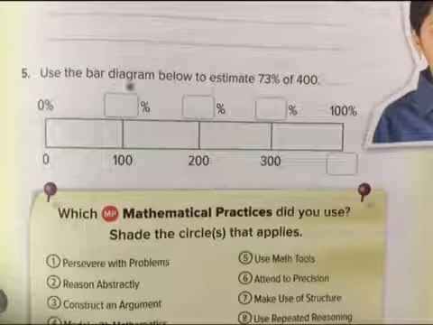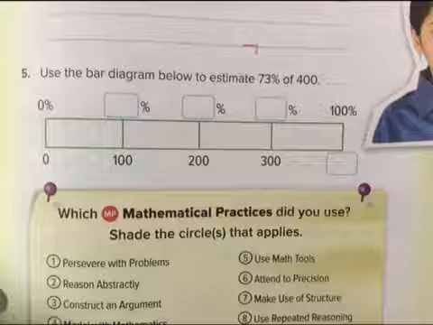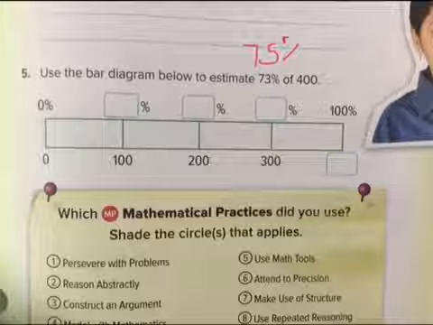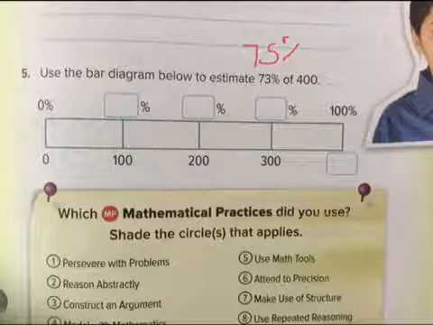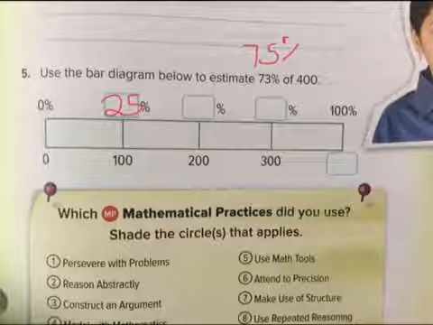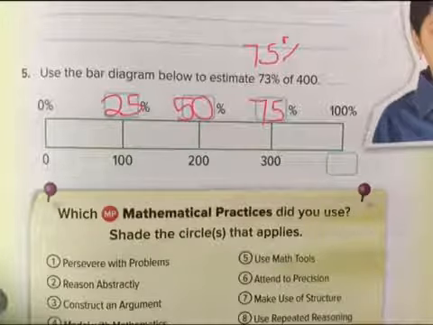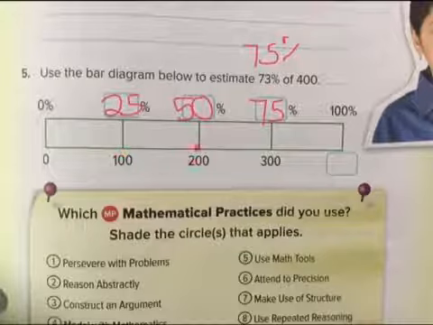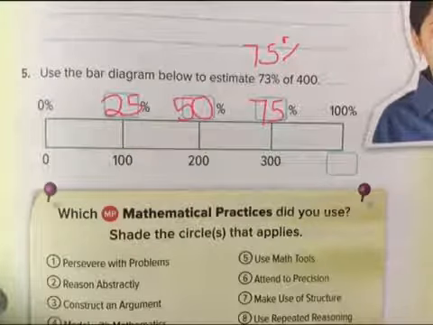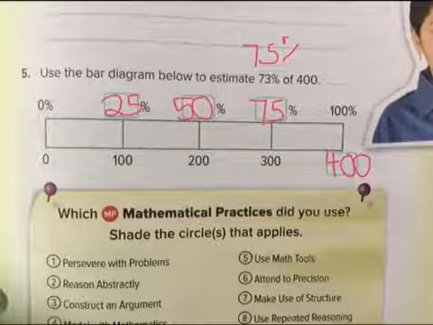Number 5. Use the bar diagram below to estimate 73% of 400. Now, boys and girls, 73% is very close to 75%, right? 3/4. Now we have here, again, 100% broken into 4 sections. 1, 2, 3, 4. And we know that 100 divided by 4 is 25. And we increment by 25 so we go to 50 and 75. And over here, if we follow the pattern, we're going up by 100 each time, right? So that's 100, 200, 300, and that would easily be 400.